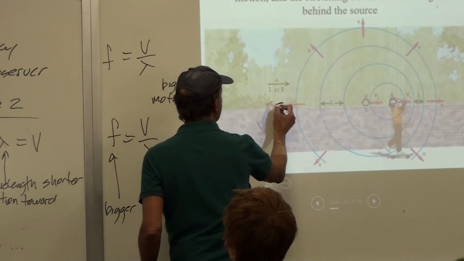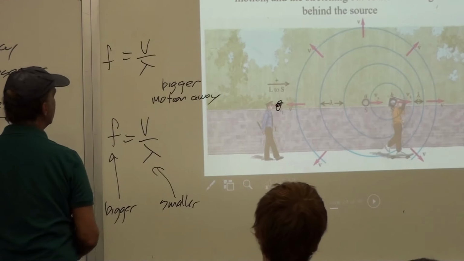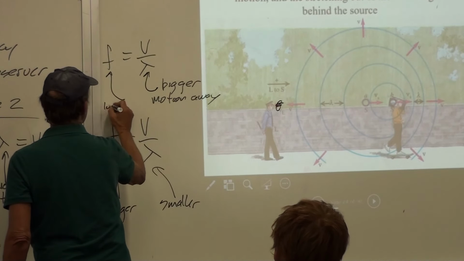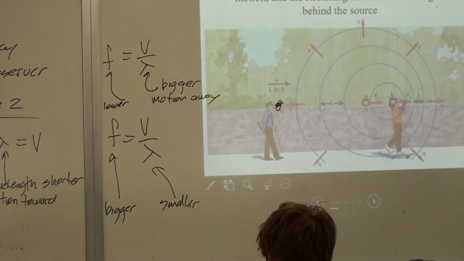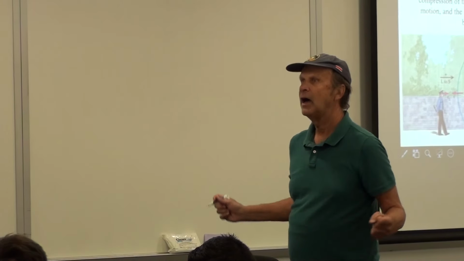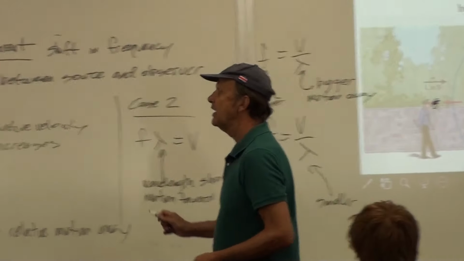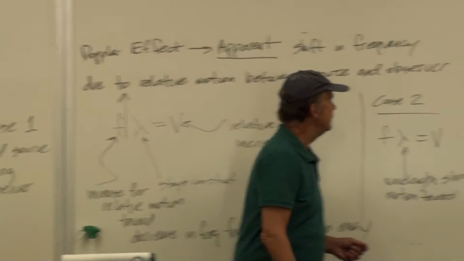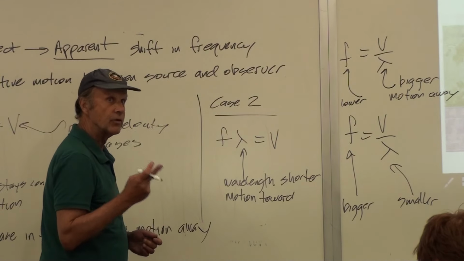So that's what the policeman, if the policeman's not moving here, seeing a bigger wavelength, and so that's going to be a lower pitched sound. So that means the frequency is lower. So we can say then that in general, for either a case 1 or a case 2 situation, the relative motion of the objects, if it's toward, the frequency goes up. For either case 1 or case 2. And for relative motion away, the frequency goes down. But for two different reasons.